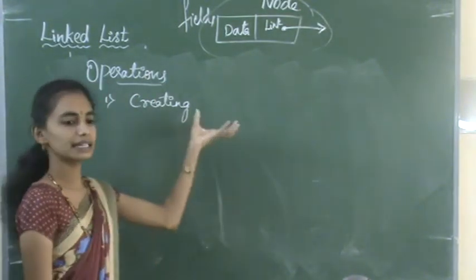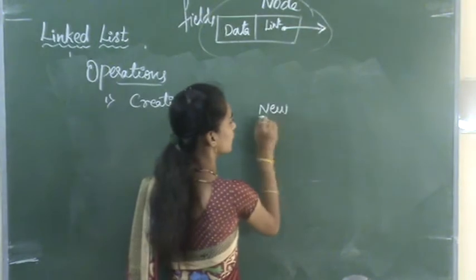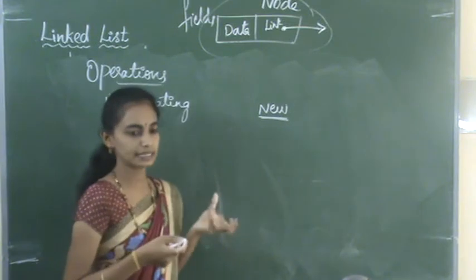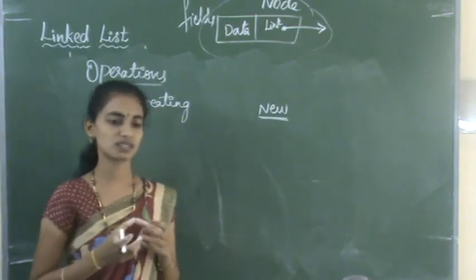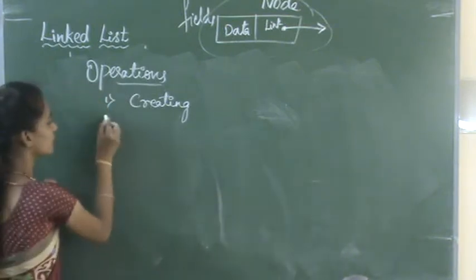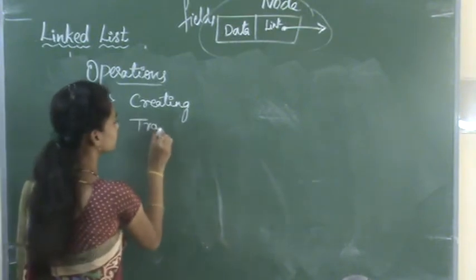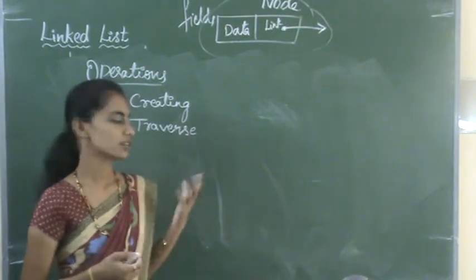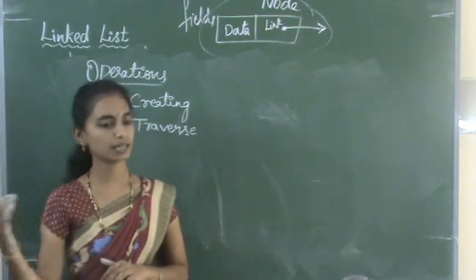For creating the linked list, we are using the new keyword. Okay. So with the help of this keyword, we are creating the linked list with the help of structures. So that is the first one, creating a linked list. And next, traversing in a linked list. Traversing means visiting each and every node in the linked list.